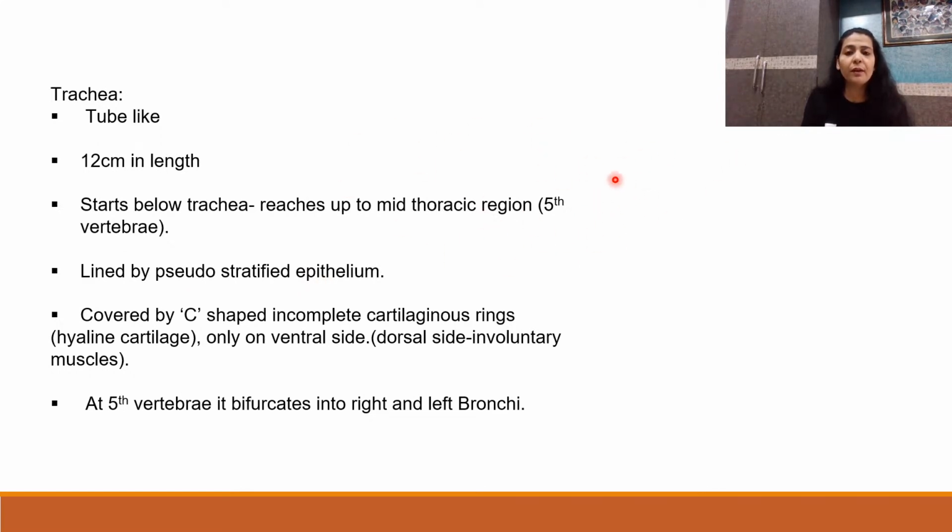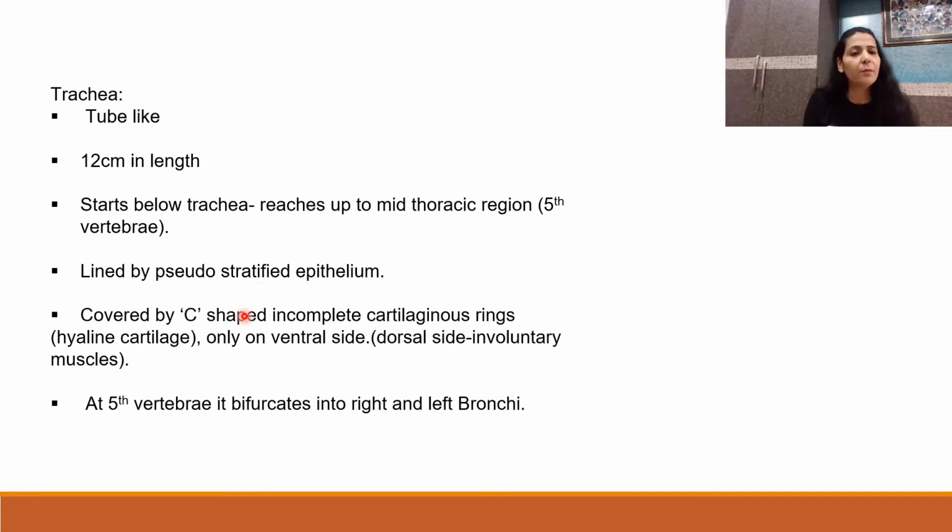At which particular vertebral region does the trachea reach up to? It reaches up to 5th vertebrae. What is that area? It's mid-thoracic region. What is it lined by? It is lined by pseudo-stratified epithelium. Pseudo means which gives a false appearance of being multi-layered, but it is actually single layer.